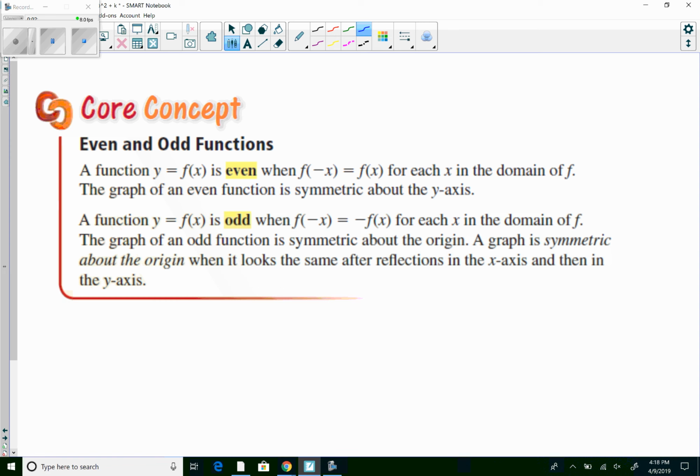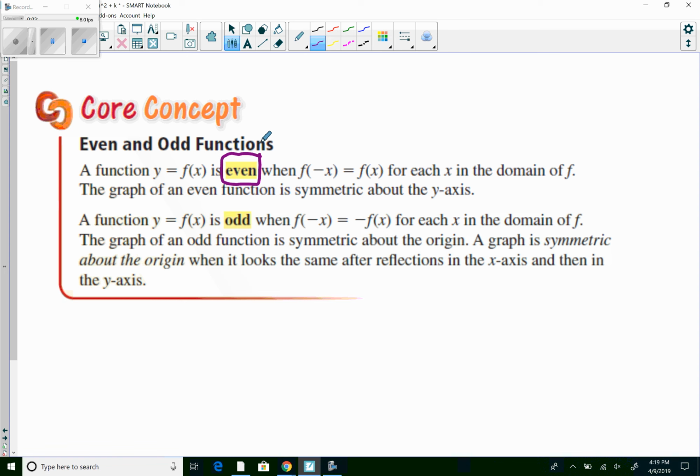Our first core concept, you guys, we want to basically be able to figure out whether a function is odd or even. Okay? So one thing I would do, if you've got some highlighters or something, I would get them out so you can highlight some parts of these core concepts.